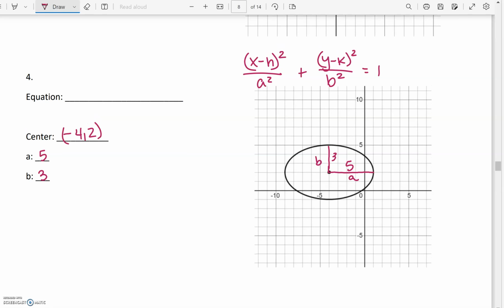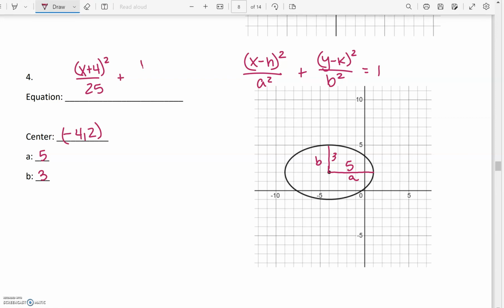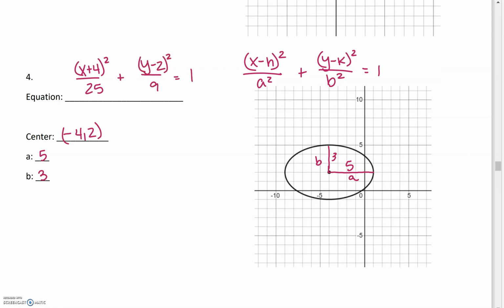So you want to take a moment to go ahead and plug those pieces into our form, and you can push play to check when you're ready. And there we go.